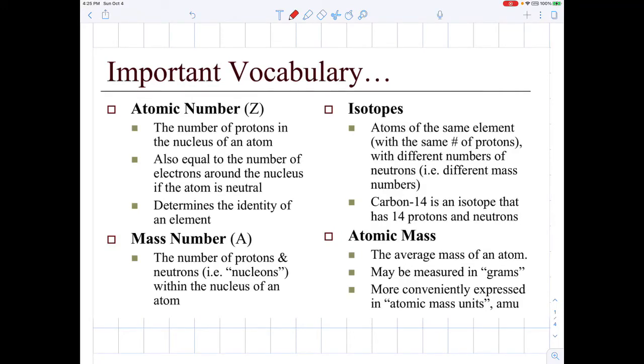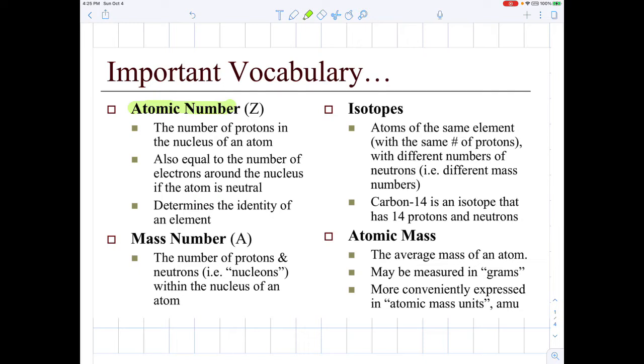Alright, in today's video we're going to take a closer look at some vocabulary from our earlier class. Specifically, we're going to delve into the idea of isotopes, and we're going to try to figure out how many protons, neutrons, electrons are in a given isotope. So just some quick review. If you don't know this, you'll want to take this down as some notes for yourself.